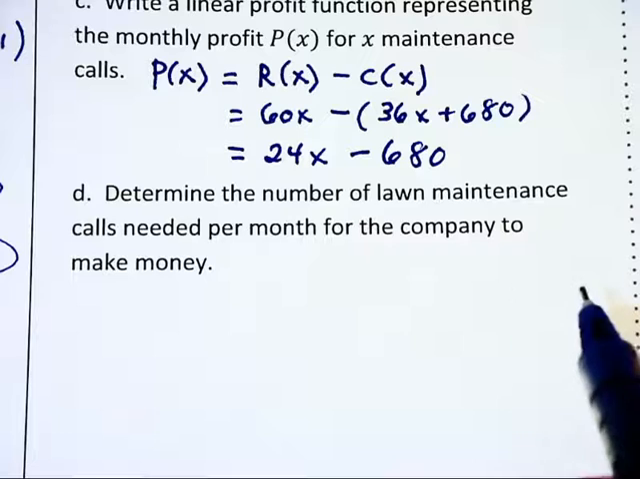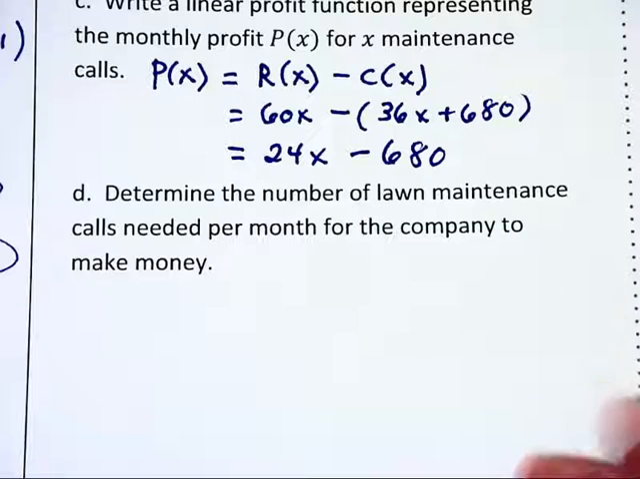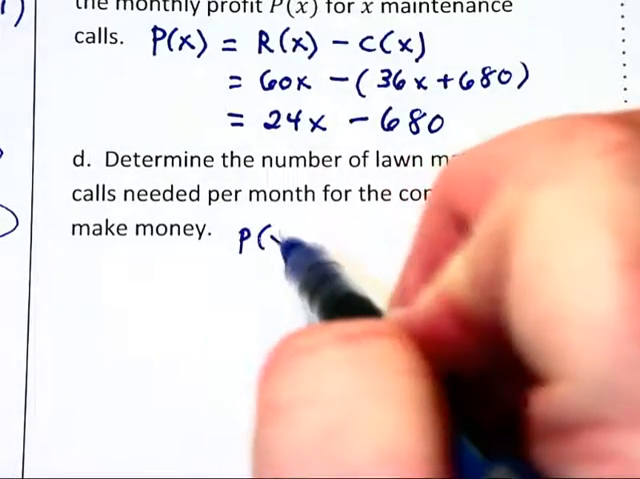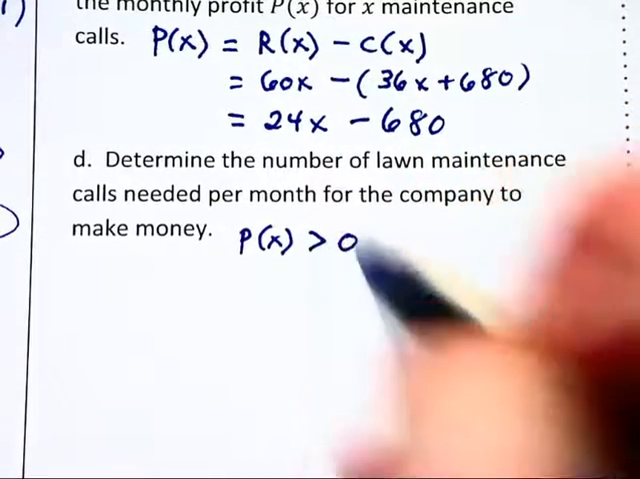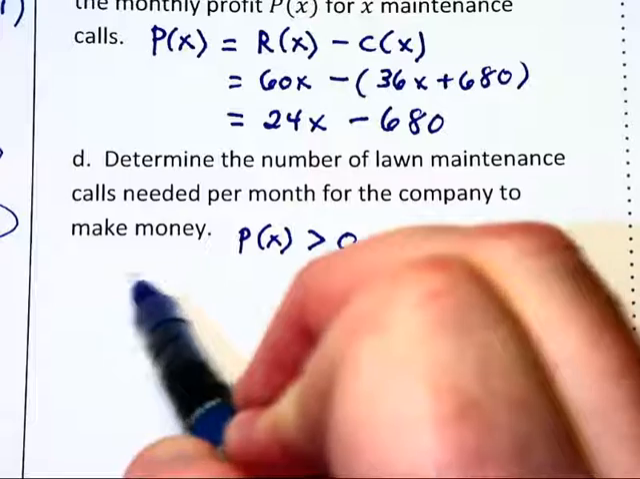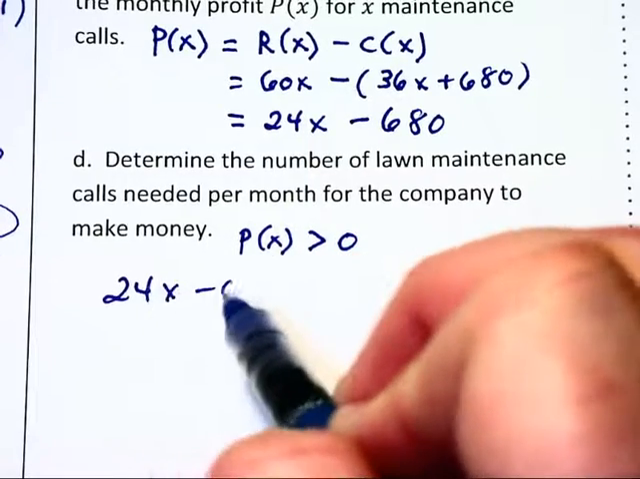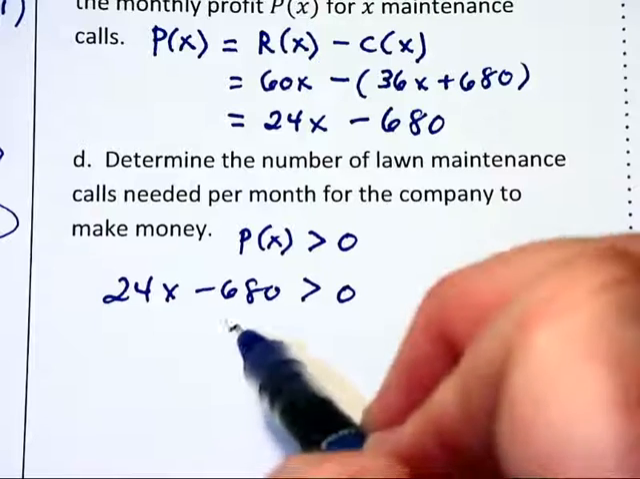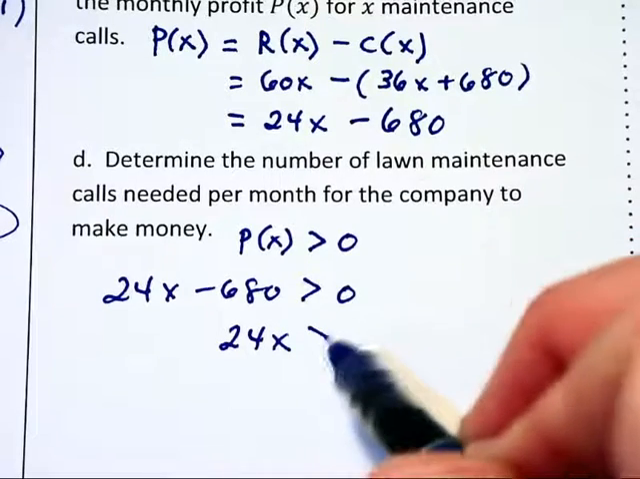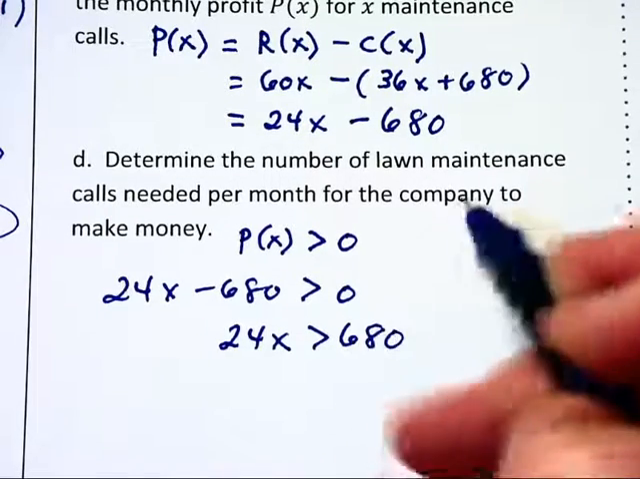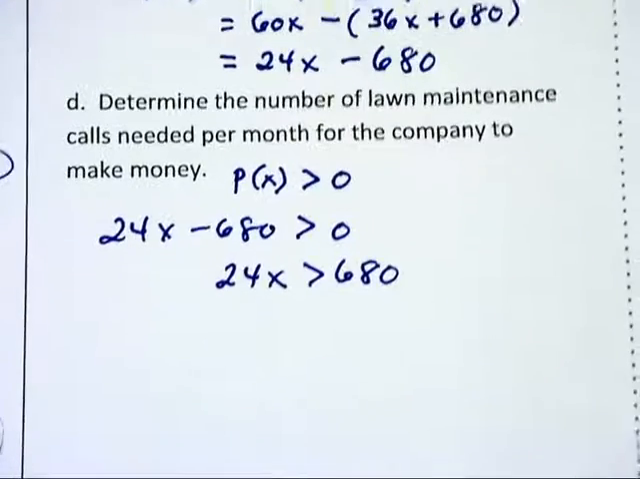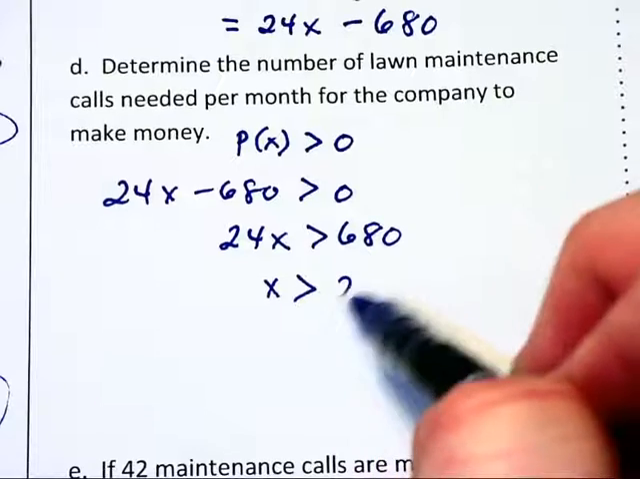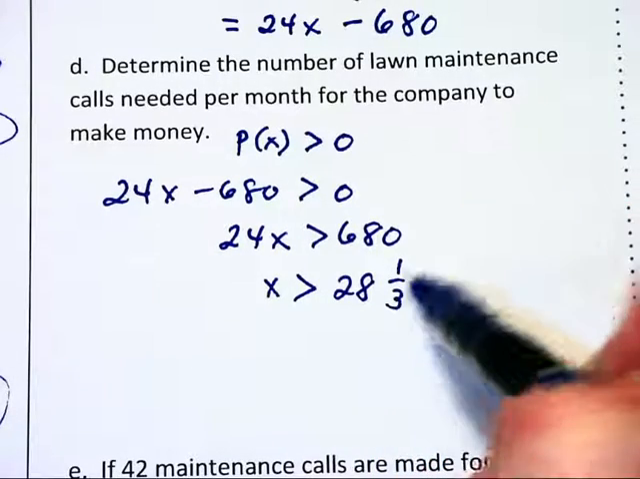Determine the number of lawns needed for the company to make money. Well, they make money when the profit is positive. So we want to take that profit, the 24x minus 680, and we want that to be greater than 0, which means 24x needs to be greater than 680. And when you divide each side by 24, it turns out that x must be greater than 28 1/3.